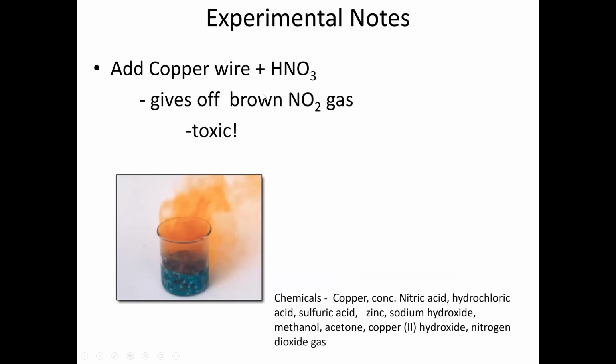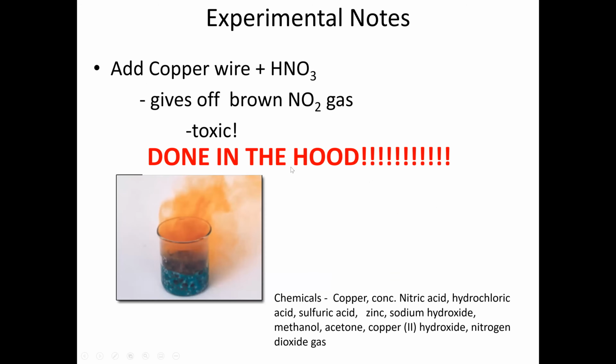And lastly, in the first step, when we add copper wire to the concentrated nitric acid, it produces nitrogen dioxide, which is a toxic brown gas. So make sure you do this in the hood. This is the first step when you add your copper to your nitric acid, or your nitric acid to your copper. It takes quite a while because you have to wait for the copper to react completely. So make sure you do that part in the hood.